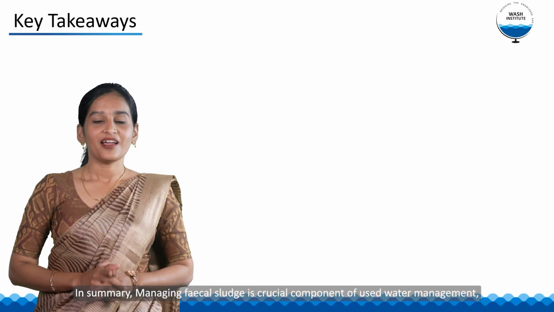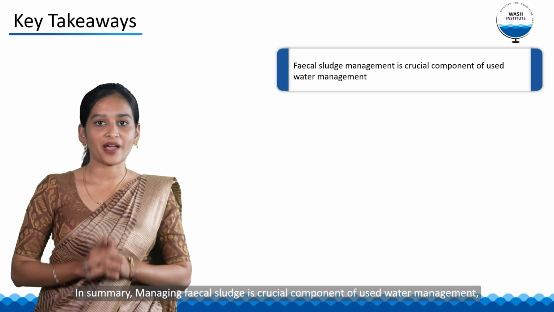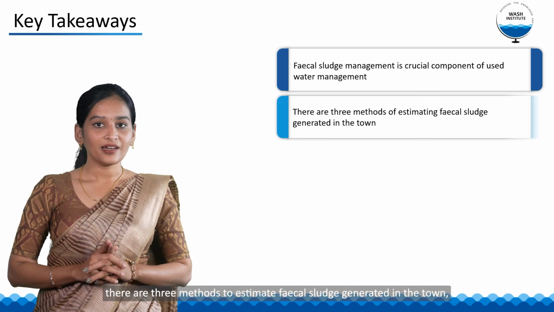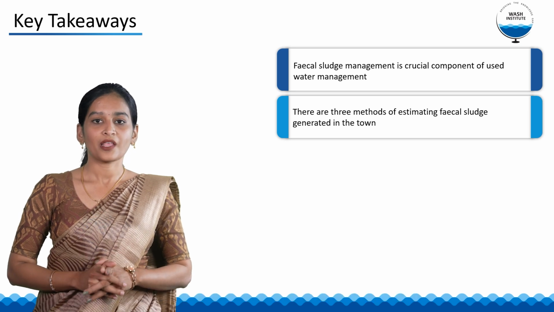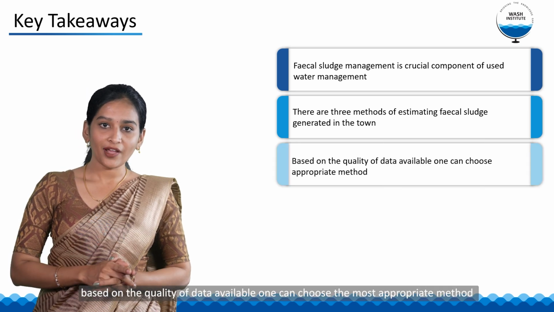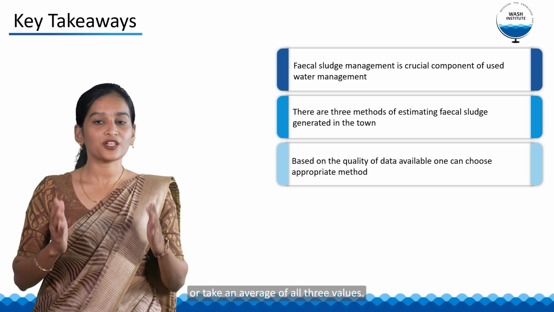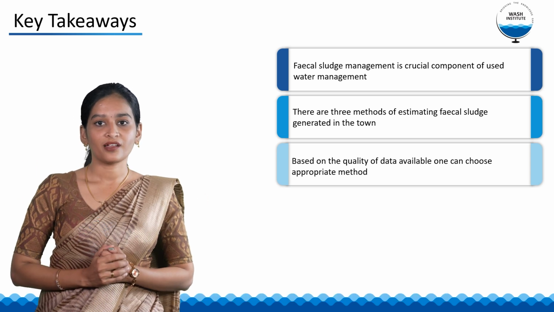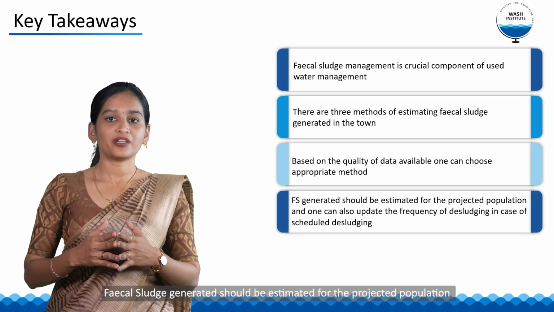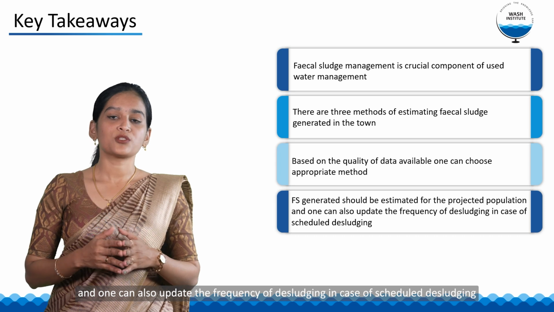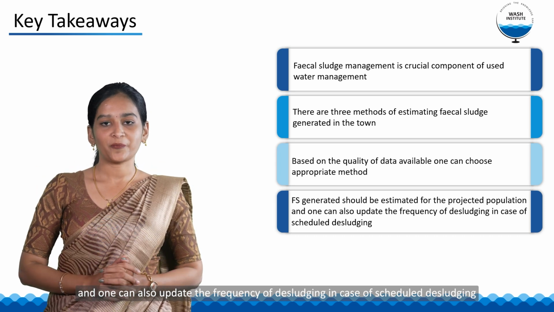In summary, managing fecal sludge is a crucial component of used water management. There are three methods to estimate fecal sludge generation in the town. Based on the quality of data available, one can choose the most appropriate method or take the average of all three values. Fecal sludge generated should be estimated for the projected population, and one can also update the frequency of desludging in case of scheduled desludging.